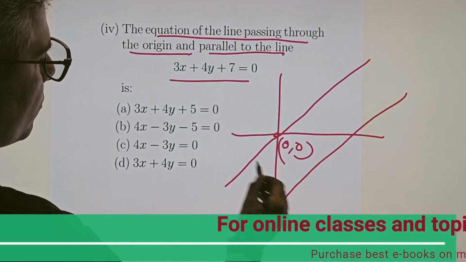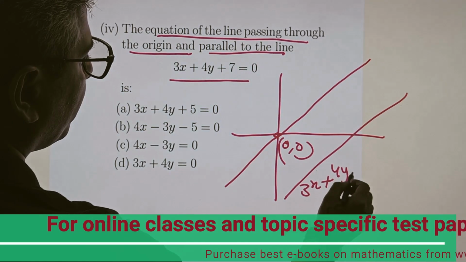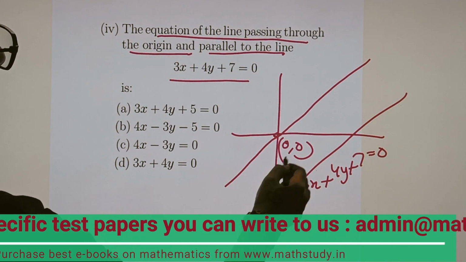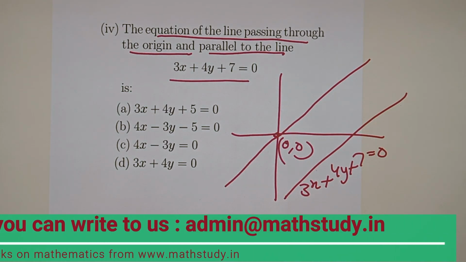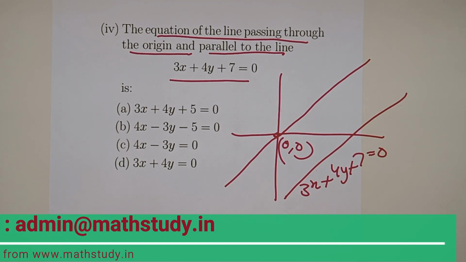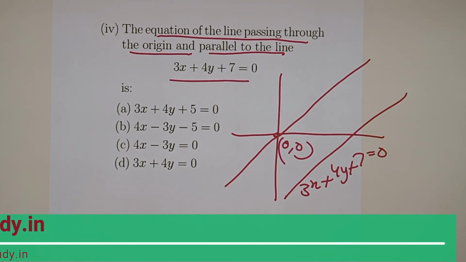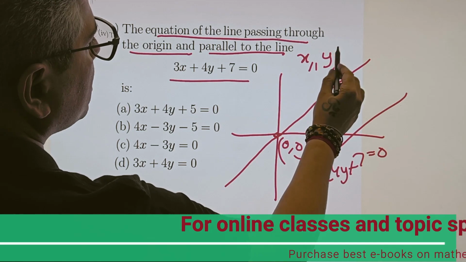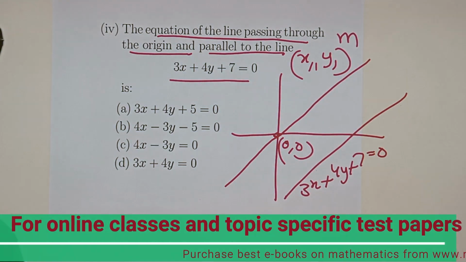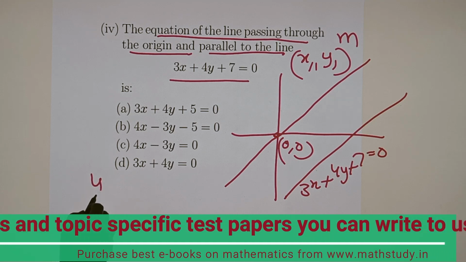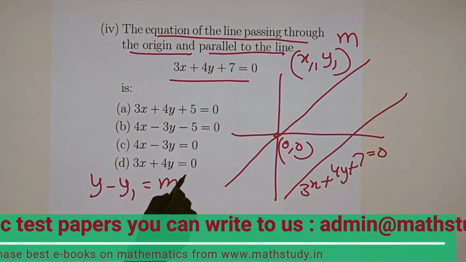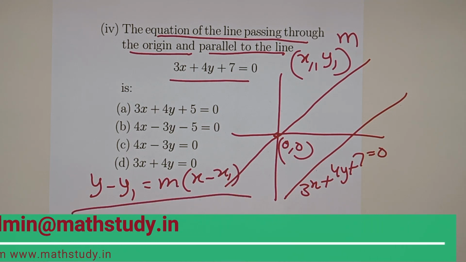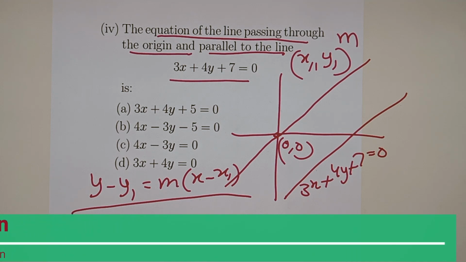So this line is basically this one, 3x plus 4y plus 7 equals 0. So how to use this line to find the equation of that particular line? First we need to clear our concept that if a point and a slope are given, let us say a point x1 comma y1 is given and a slope m is given, then the equation of such a line is y minus y1 is equal to m into x minus x1. Very simple. So we need to apply this line form here.